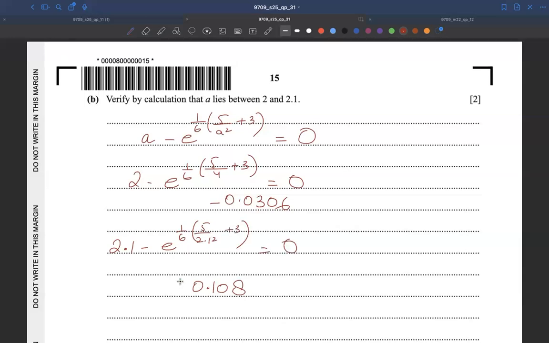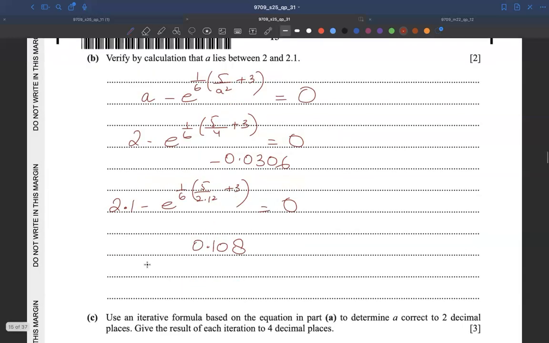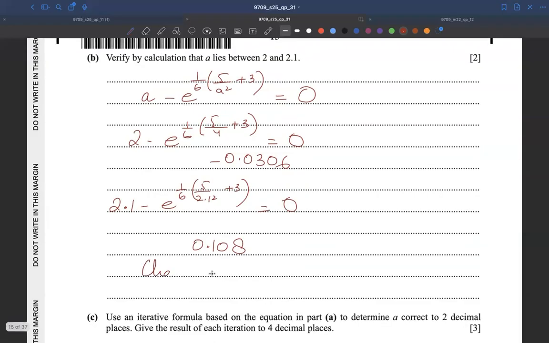Now this change of sign basically means that the root lies between. So we can just write change of sign from minus 0.0306 to positive 0.108 shows that the root lies between 2 and 2.1.